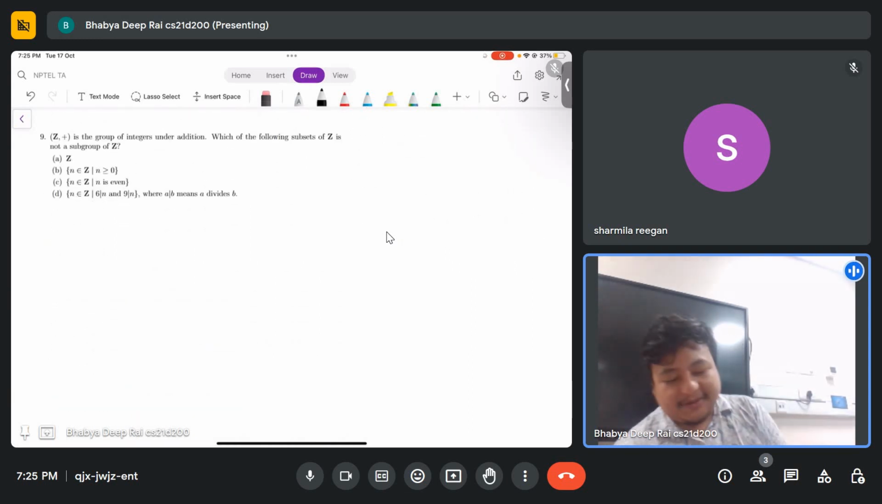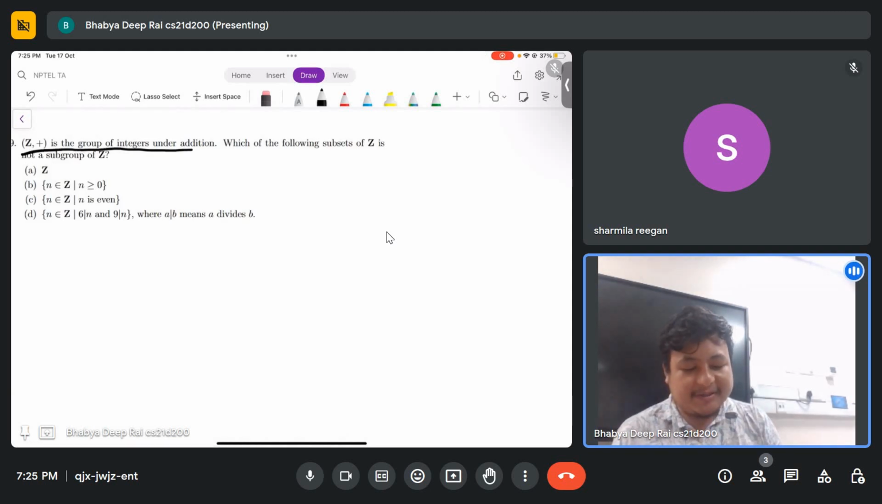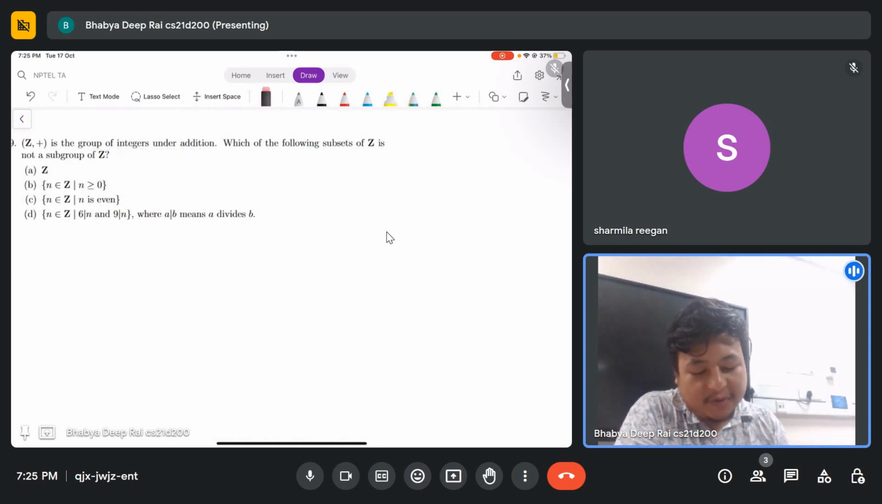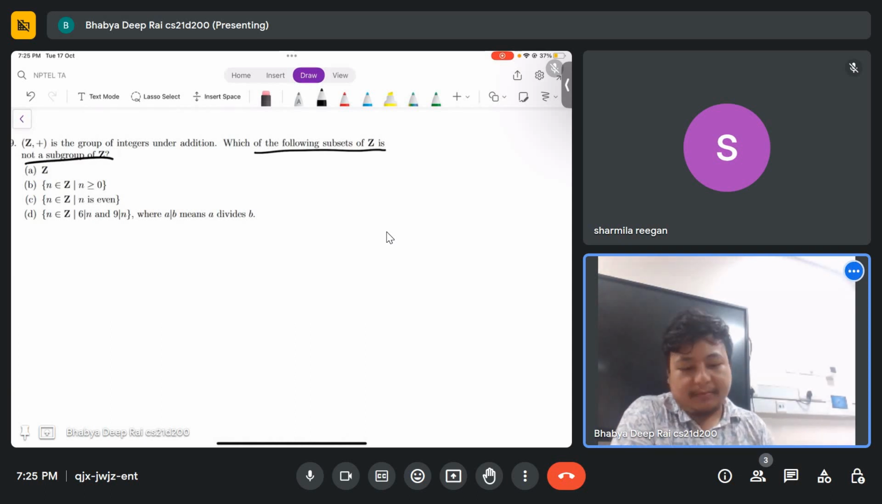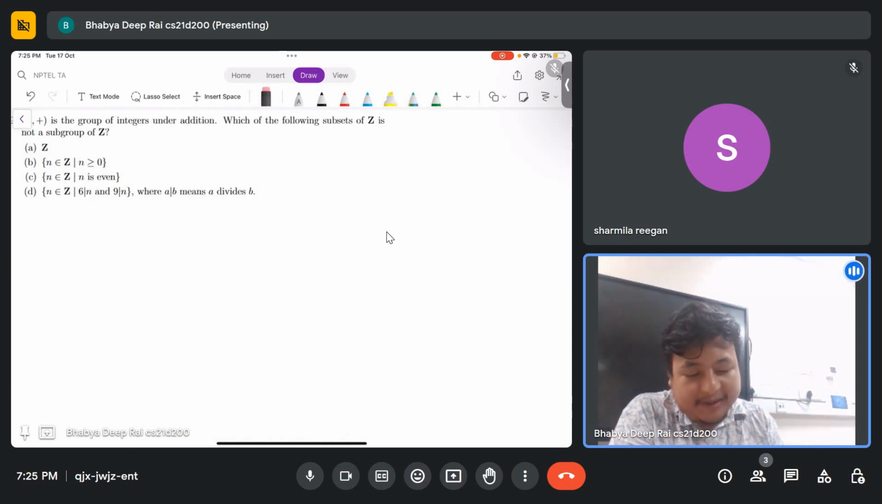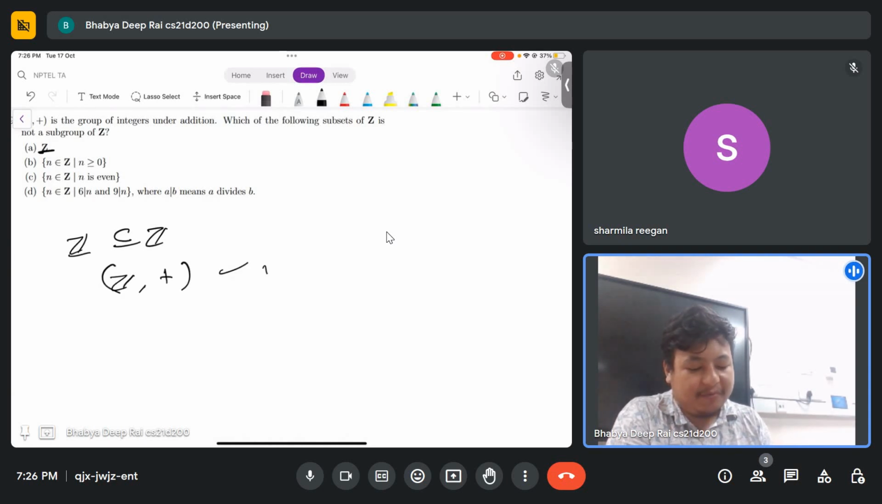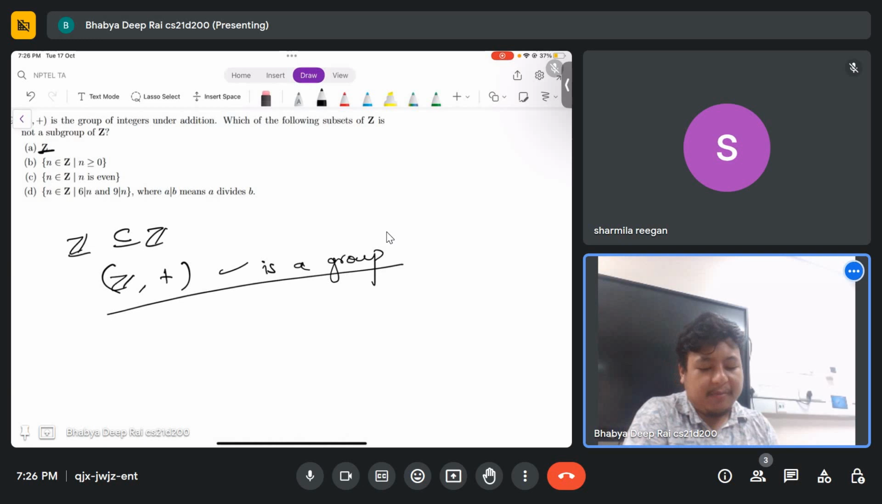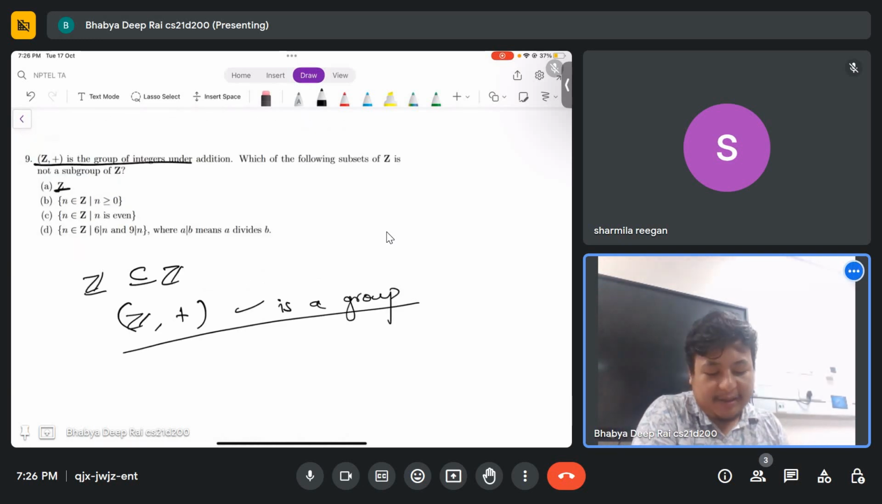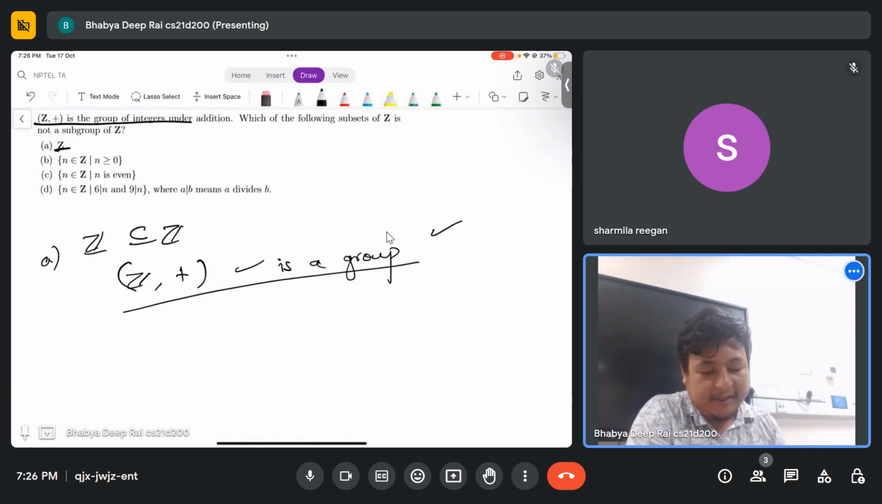Now, here's a simple question. Z is a group of integers under addition. We know that Z is a group, as we've seen in the previous question. It satisfies closure, associativity, identity, inverse. Which of the following subsets of Z is not a subgroup of Z? All of these are subsets of Z. Now let's look at option A. Z is a subset of Z, and by the question itself we know that Z under plus is a group. So A is fine. It is a group.